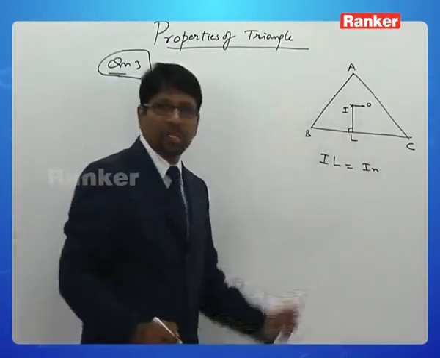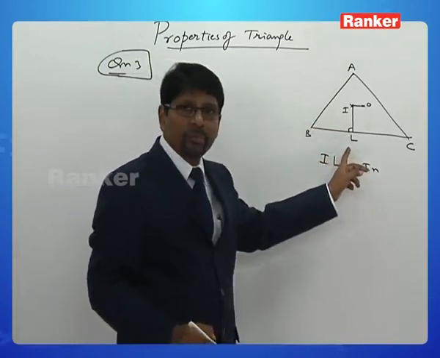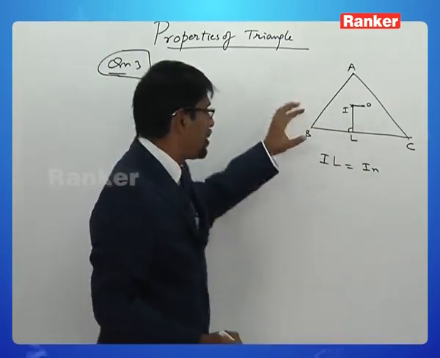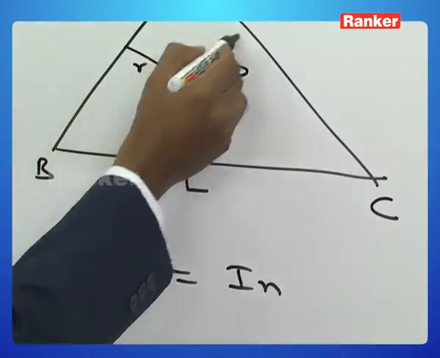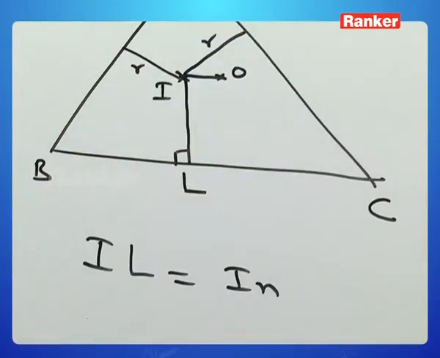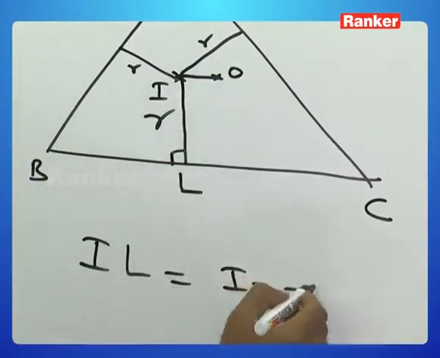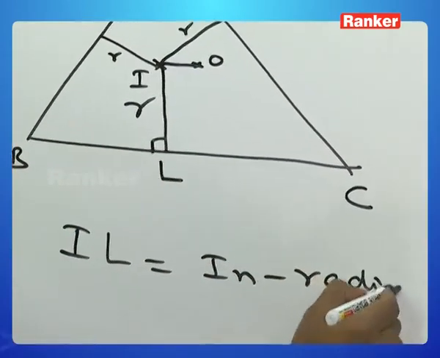If I drop a perpendicular from I onto the side BC, or any side, the length will be small r. That length will be small r. What is that small r? The inradius.